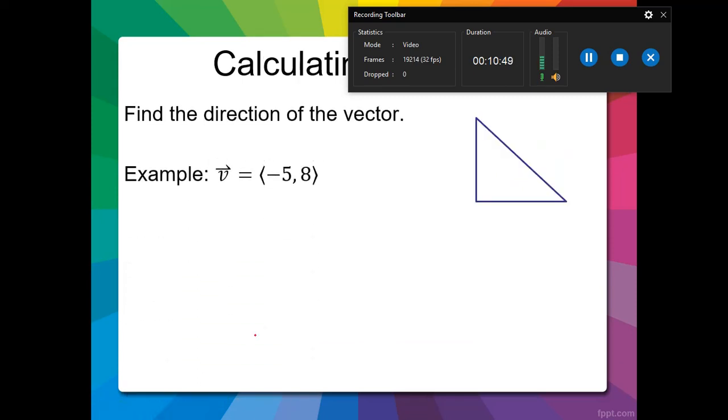If we want to find the direction of this vector, notice the movement x is -5, so I'm actually traveling to the left 5 units, and then I'm moving up 8 units. So again, my theta is here, and we have opposite over adjacent. Oh, and it looks like I set this up wrong. This is 8 over -5. We're going to activate our inverse, so 8 over -5.